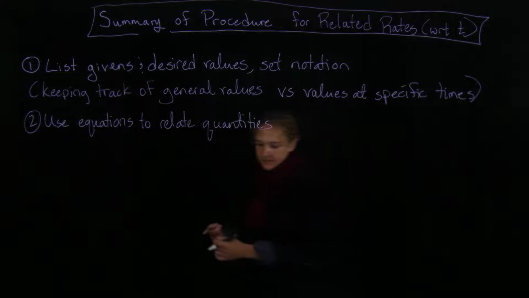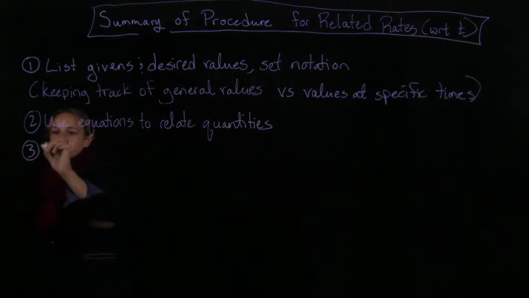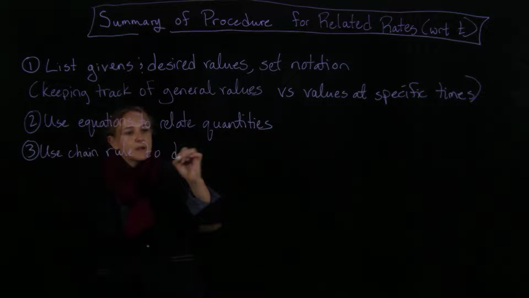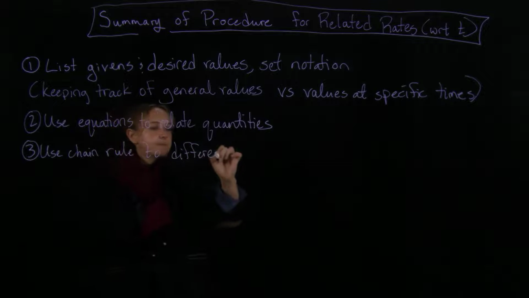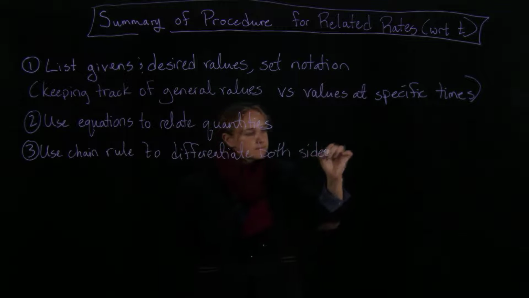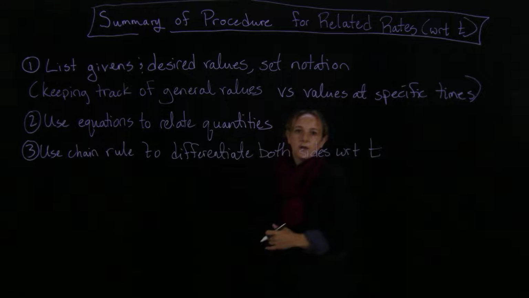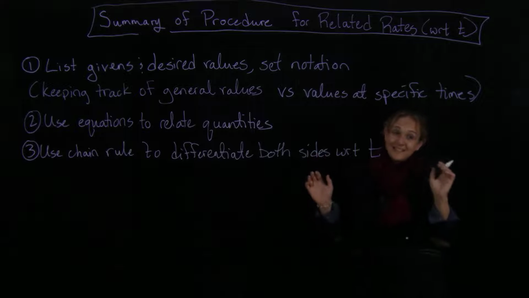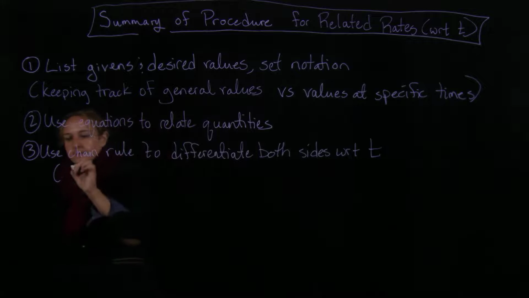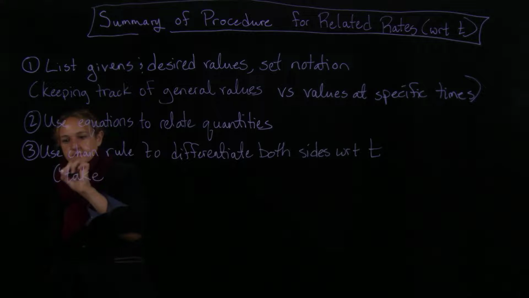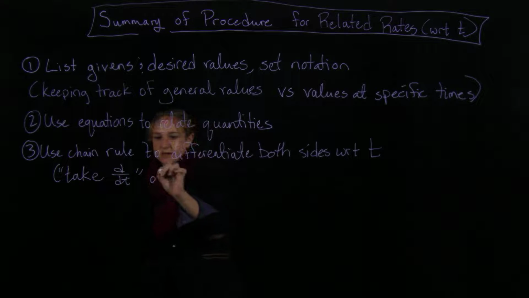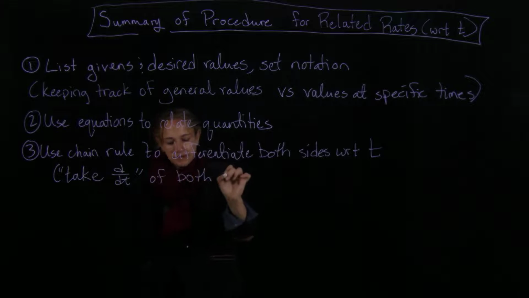The next step is to use the chain rule to differentiate both sides with respect to t. This is where we're taking the derivative with respect to t of both sides. I know that you know what I mean if I say take d/dt, but it's not really proper language, so it's good to first say what we really mean.